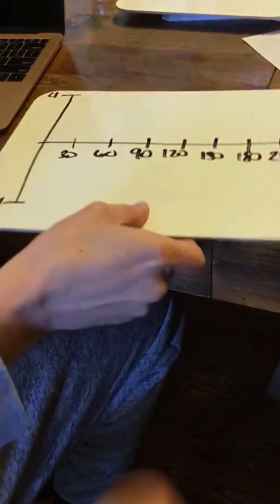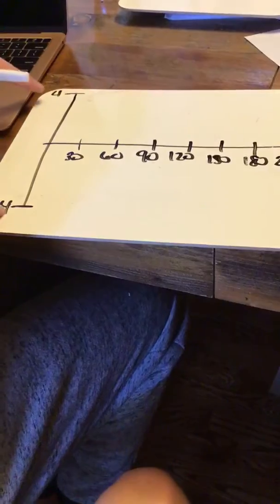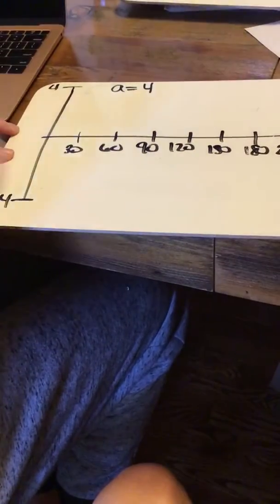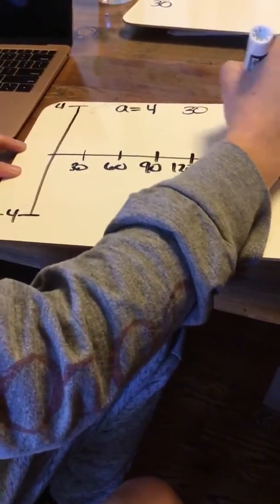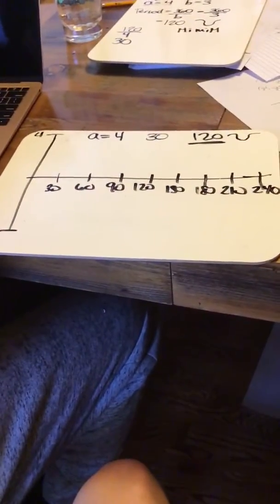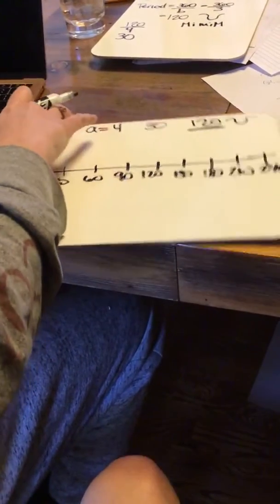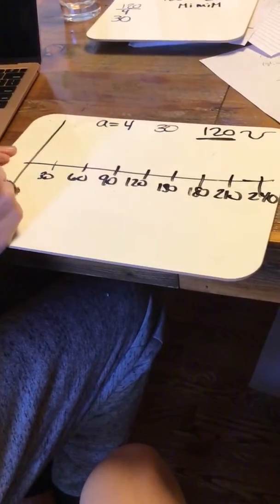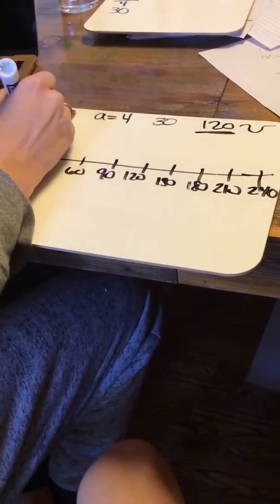So I already made this up here. I have 4 to -4 because that's my amplitude. And then I'm going by 30s because that was my interval I found out from my 120 period. So I need to get one cosine curve in that 120 period. I'm going to lower this a little bit. We'll say this is -4 and this is 4.